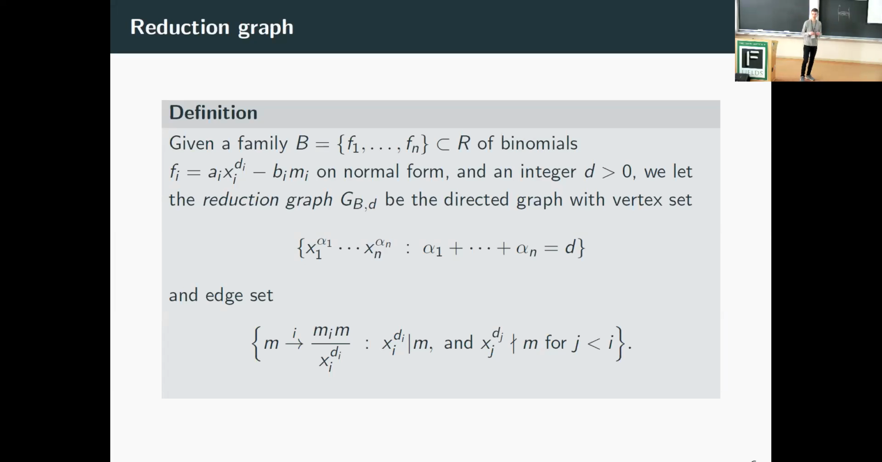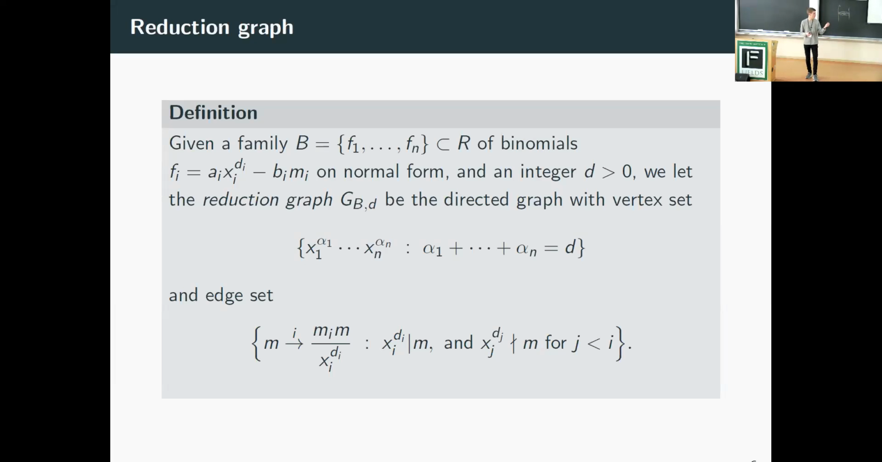Then we want to construct a directed labeled graph, GBD, that we call the reduction graph. This reduction graph should have a vertex for each monomial in this degree d. And then we let the edge set be given as follows. So we take some vertex corresponding to a monomial.